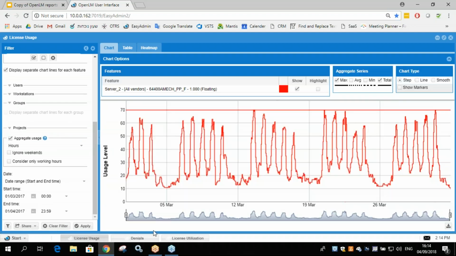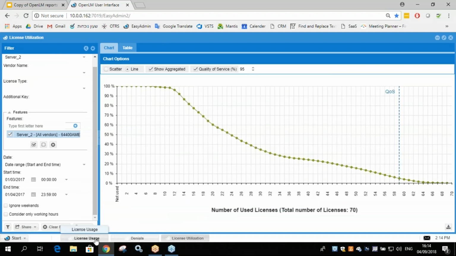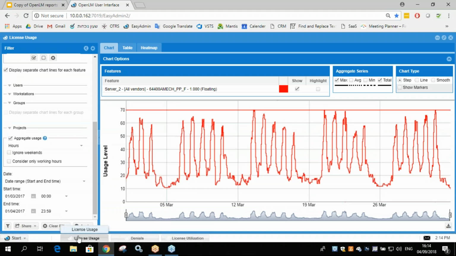Now, how can we view it? And let's see that it's the same. Yeah, it's the same one.